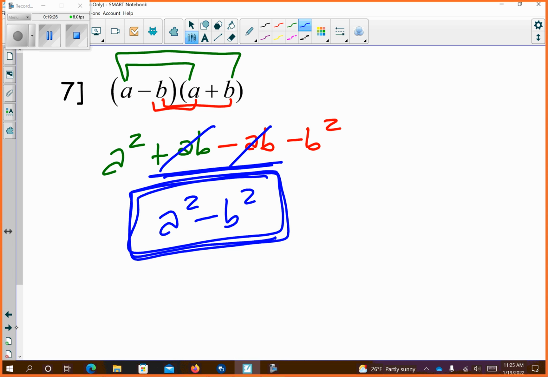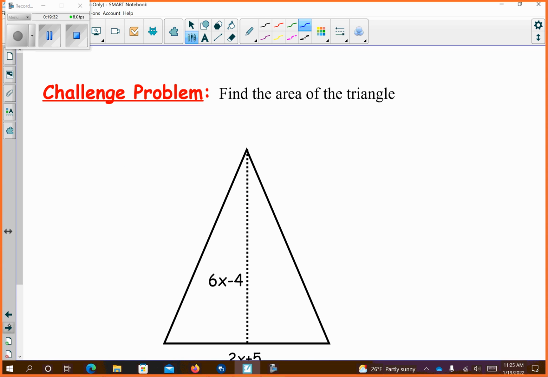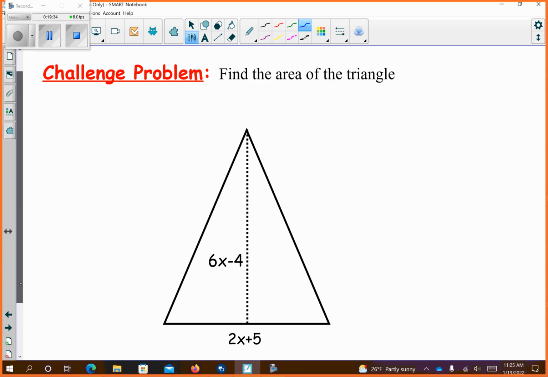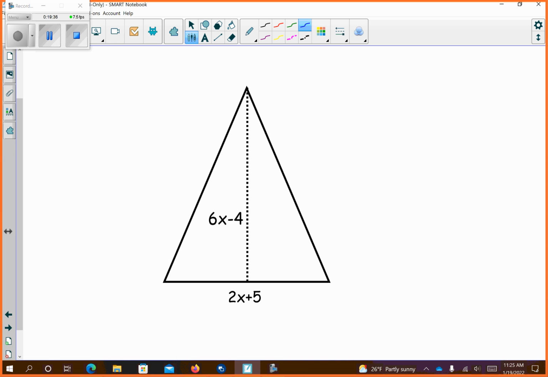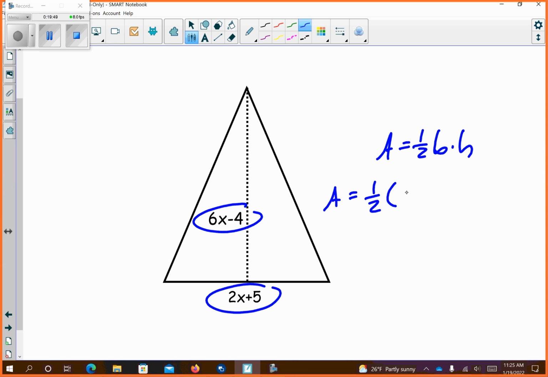All right. Last one's the triangle, right? Any more time? Good? All right. Find the area of the triangle. Okay. Area of a triangle is 1/2 base times height. Agree? So if this is the base, this is the height. Okay, let's deal with that. 1/2 times 2x plus 5 times 6x minus 4.